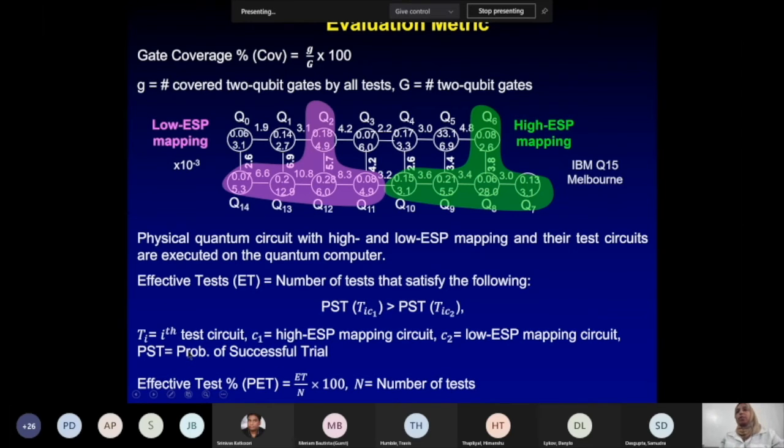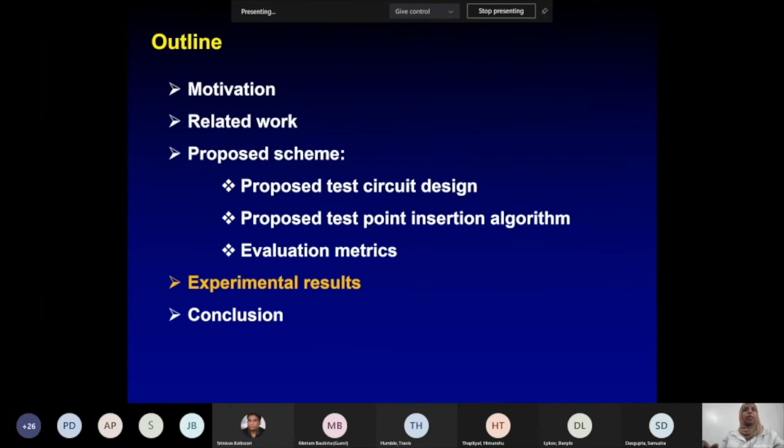Our argument here is that if this percentage of effective tests is large, then we can actually rely on this quantum compiler and consider that this high ESP mapping circuit is the one that gives us better results. If this percentage is very low, below 50%, then we can actually rely on the low ESP mapping circuit. We see that there is some drift in the error rates, or we can actually generate another set of qubit allocations.